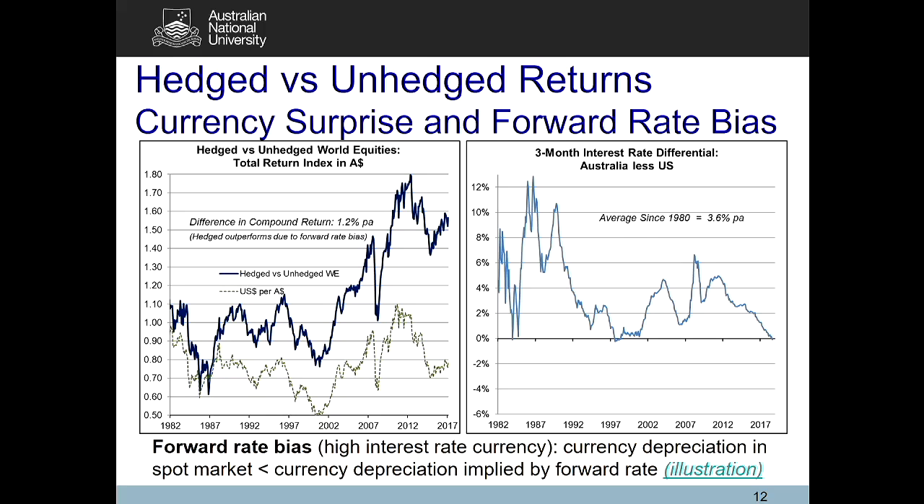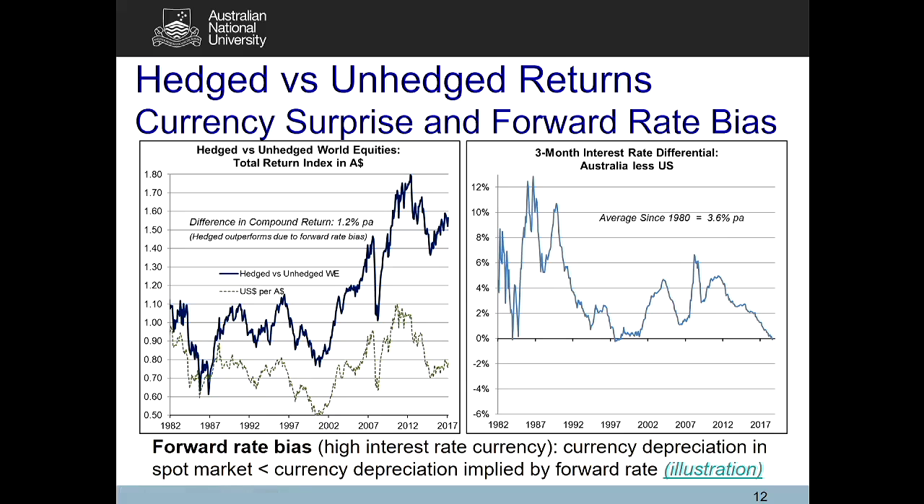Because the series ends up above $1, it means that overall hedged has outperformed unhedged from a return perspective. And it actually has by quite a long way. The difference in compound returns between hedged and unhedged is 1.2% per annum.